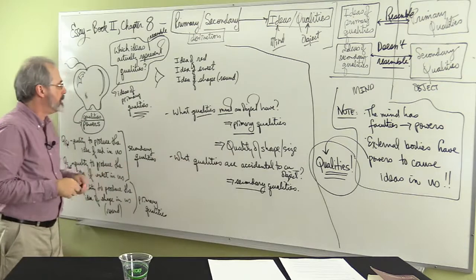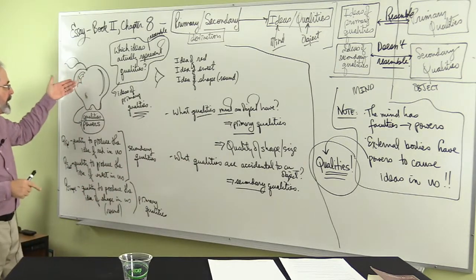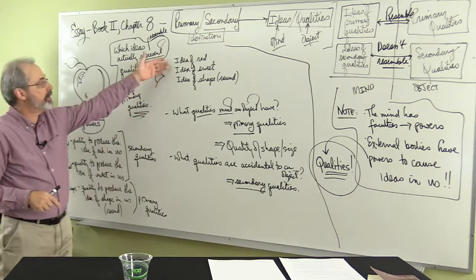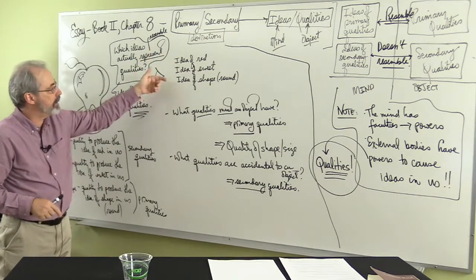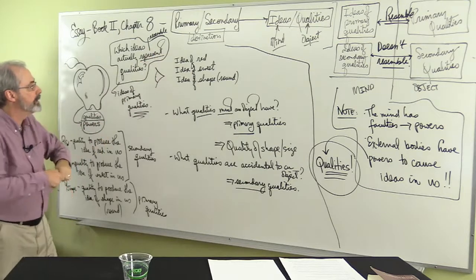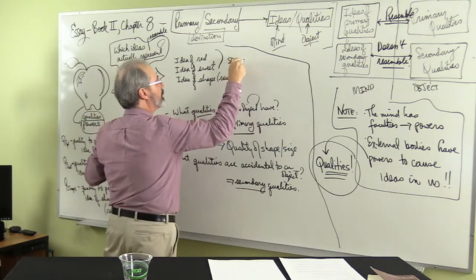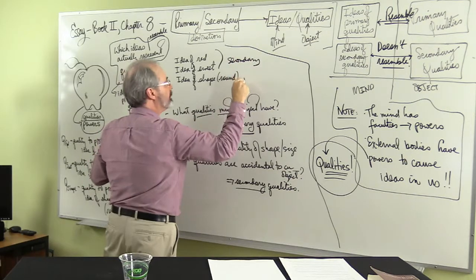So Locke then says, okay, so in the apple you have the primary and secondary qualities. Okay. You have ideas of primary, ideas of secondary. So these are secondary, and this is primary.